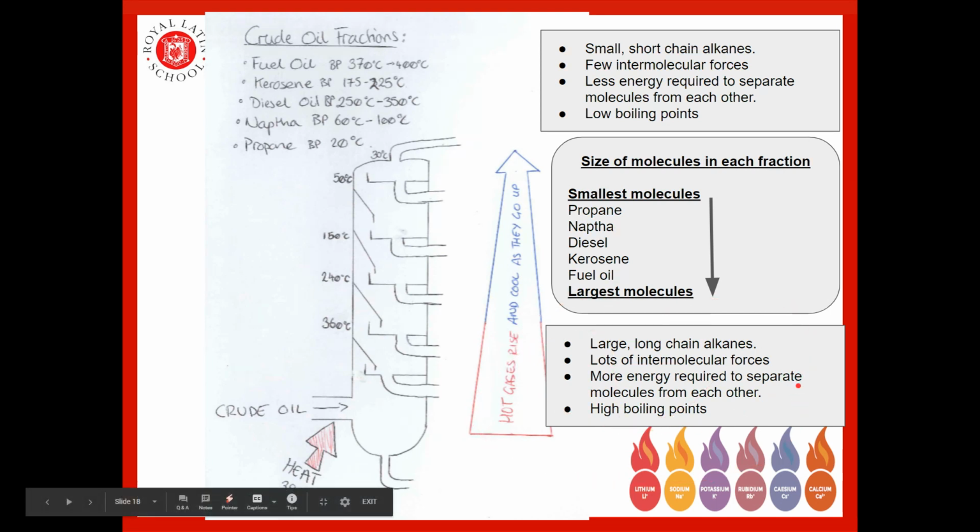I want you to make special note of these because these are key points, key marking points when you get asked about why crude oil can be, or how crude oil can be separated in the exam. They're looking for these points using these key terms.